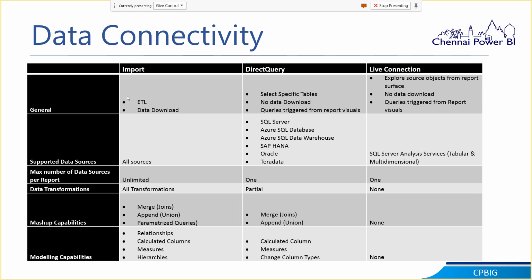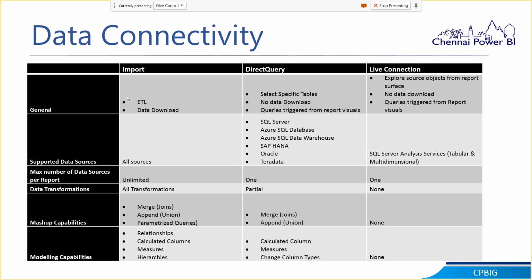Whereas in direct query, if you are selecting a single SQL Server database, then you can use only that specific database. You can't even use other databases on the same server. Same for live connection, it is going to be a single source. If you want to accommodate more, it will give you a prompt, and you need to convert that direct query or live connection into import to have multiple data sources. Next one is maximum number of data sources per report. Again it's the same, you can accommodate unlimited data sources.